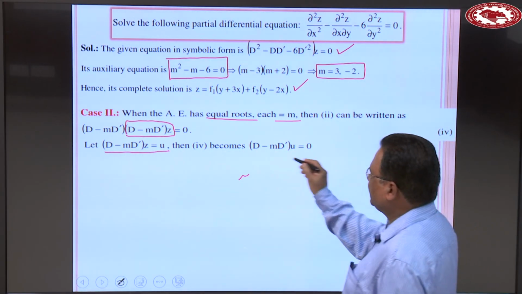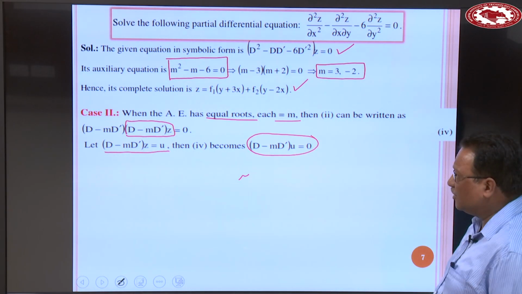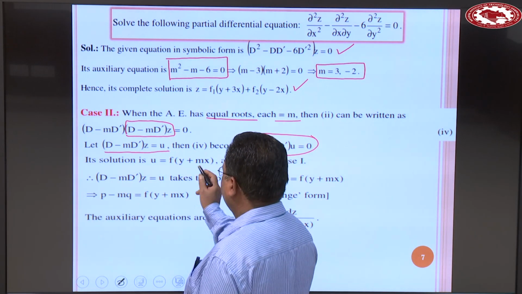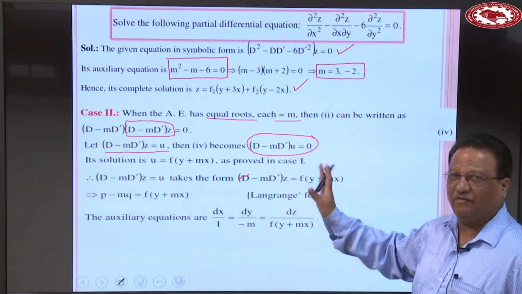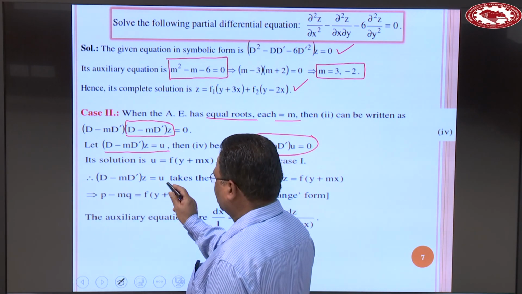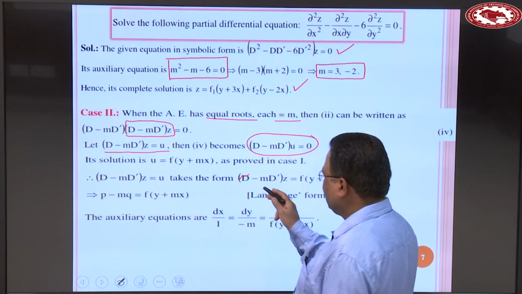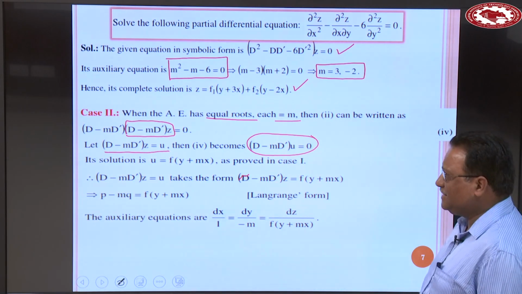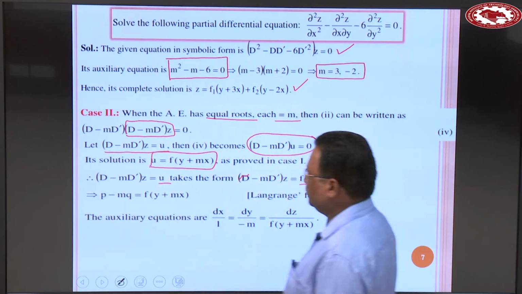Then the given equation becomes (D - mD')u = 0. Solve this component. Its solution is obviously u = f(y + mx), as proved in case 1. Therefore (D - mD')z = u, and it takes the form (D - mD')z = f(y + mx). That one is the solution; u is the solution.